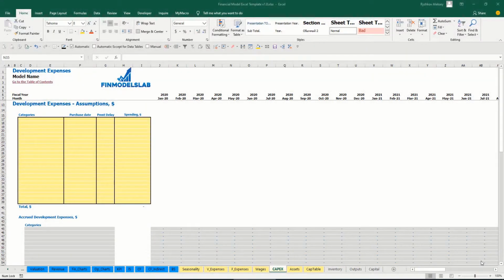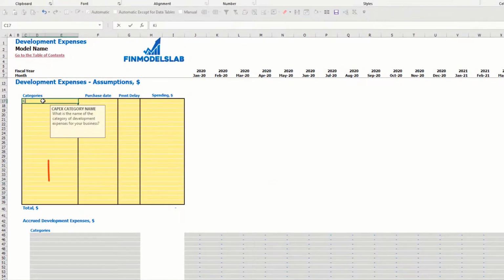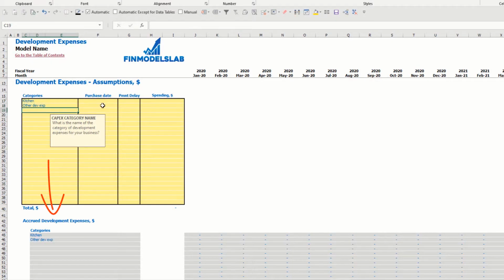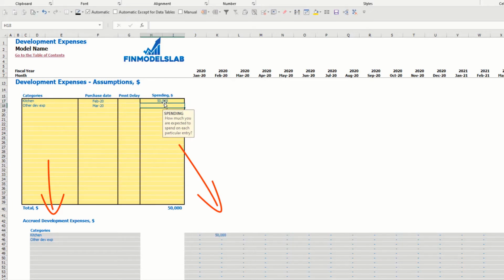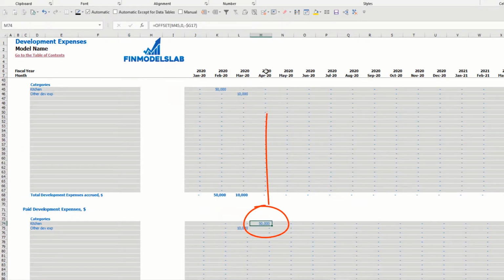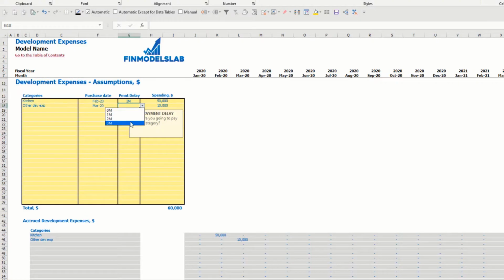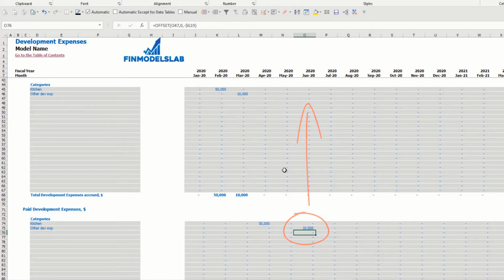You may input up to 20 development expenses categories. Let me give you a couple of real examples. For example, this will be kitchen and other development expenses. You can input the purchase date for each category, for example, February and March. You can input spending, $50,000, $10,000, for example. You can also use the payment delay feature, which means that if you select 2 months for the kitchen, you will pay in April for the kitchen, and for example 3 months for other development expenses, which means that you will pay for it in June 20.